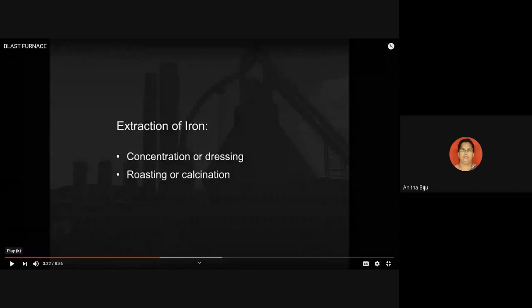Concentration or dressing. Dressing is another term for concentration of the ore. The second process is roasting or calcination. It depends. In some cases we use roasting, like sulfide ores, and in the case of carbonate ore, we use calcination. Otherwise also, roasting has a meaning like this: heating the ore at a high temperature. Okay.